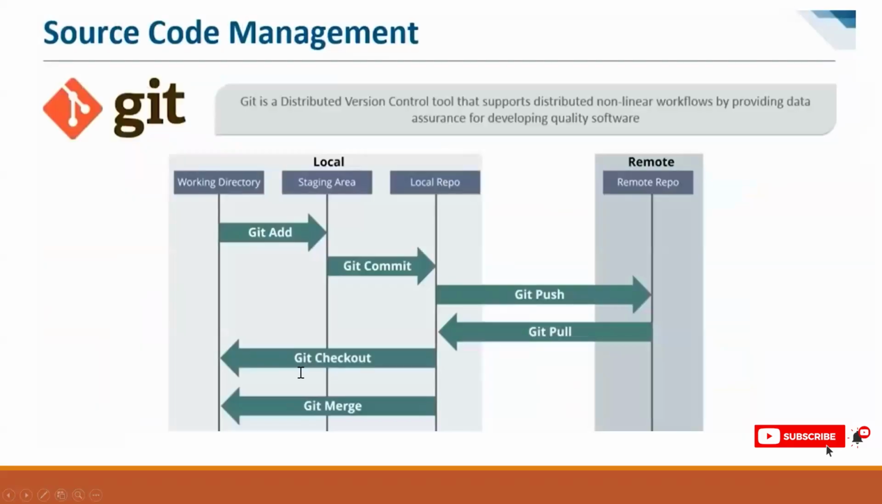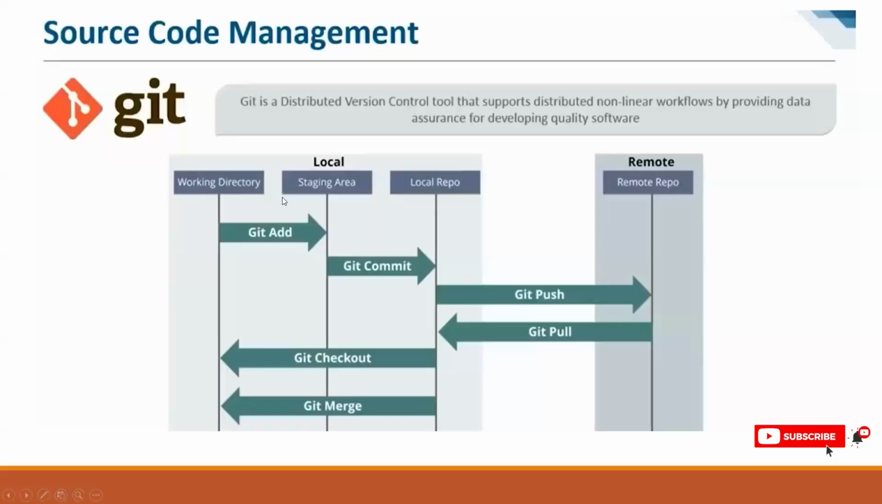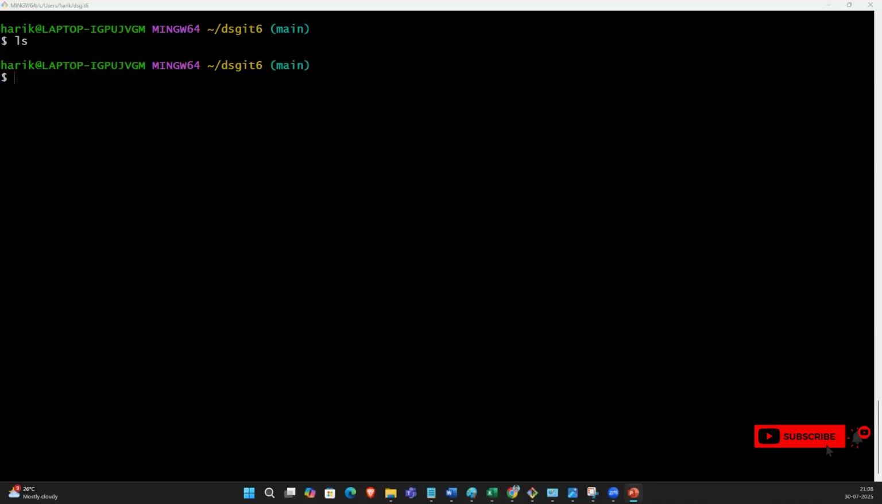So this local repository, how it works, today we'll discuss how it works. On the local machine, Git uses sections, guys. So what are the sections? The sections are working directory, staging area and local repository. What are these Git local sections?